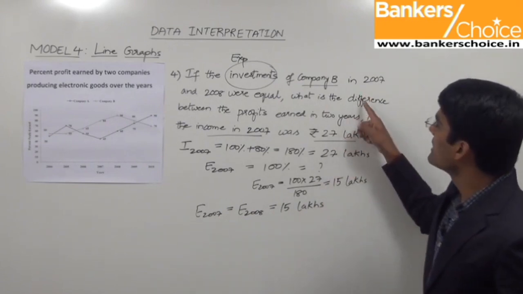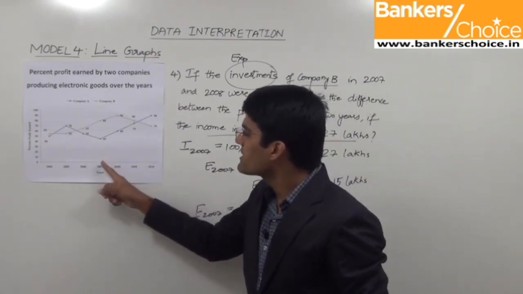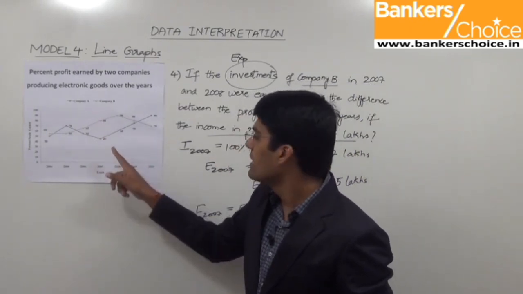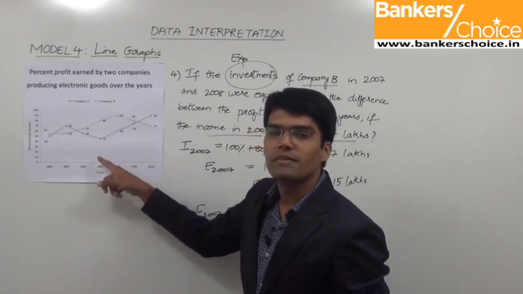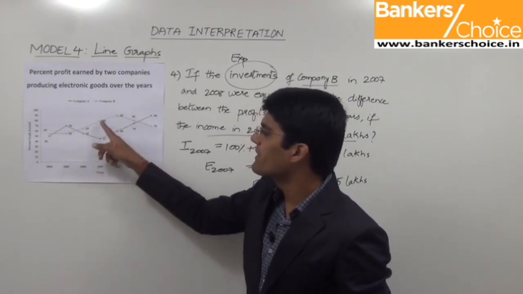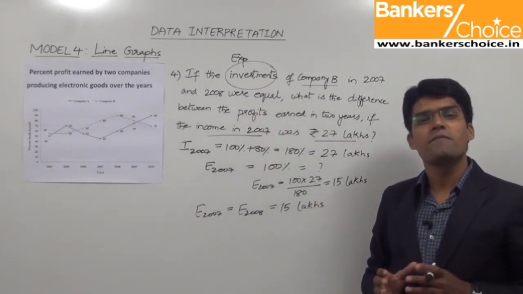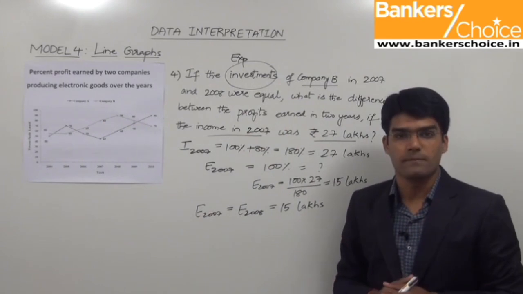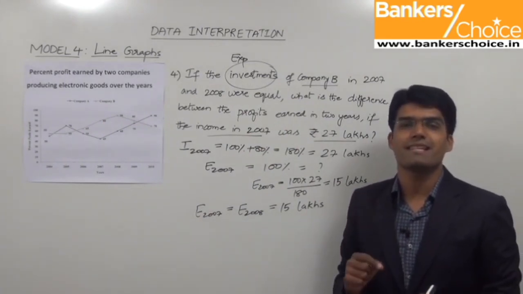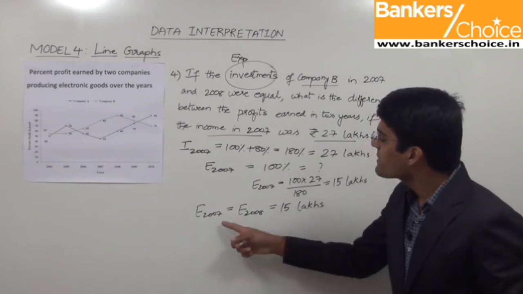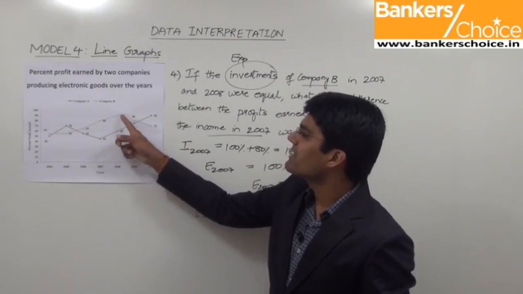We are supposed to find out the difference between the profits earned in 2 years. Now profit in 2007 is 80% for company B and profit in 2008 is 90%. So we need to find out the difference between these two profits. We know that profit is always calculated on expenditure. Percentage profit is nothing but profit by expenditure into 100. Now as the expenditure of the 2 years are equal, we can directly take the difference as 90% minus 80%.